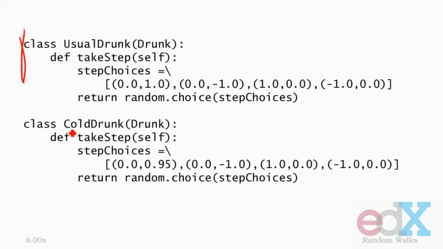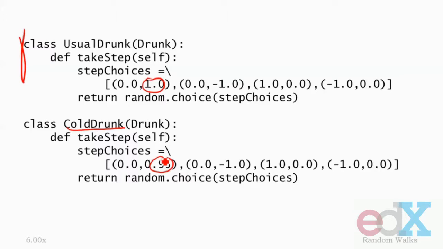I want to look at a small variant, somebody called a cold drunk. This is a drunk that hates to be cold, and when randomly taking a step north, rather than taking a full step of 1 unit, he's a little bit reluctant, and so he only takes 0.95 units. Not quite a full step northward. Obviously, we're working in the northern hemisphere, I guess, where north is where it's colder. If we wanted to do it in the southern hemisphere, we'd have to change it.